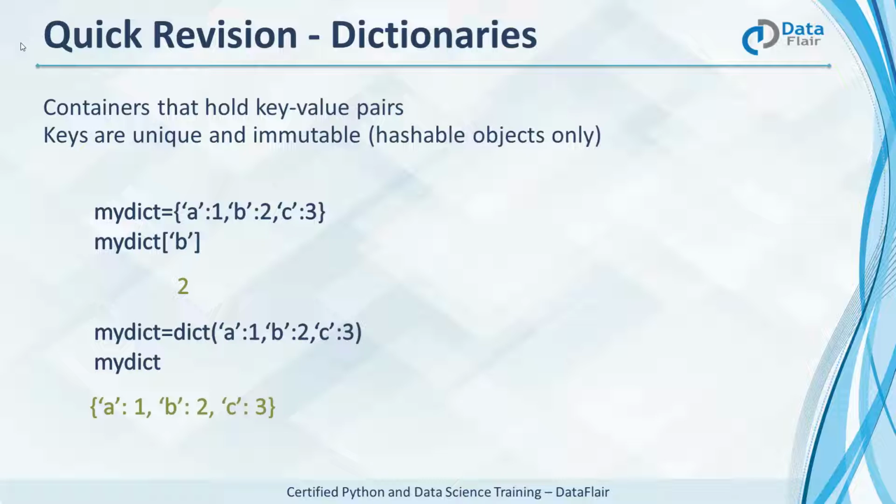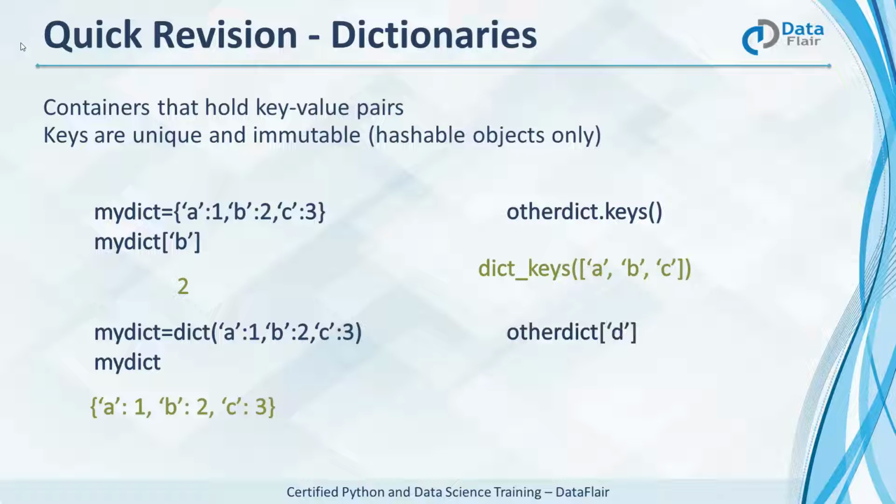Here we use the dict function to create this dictionary. The keys method returns the list of keys in the dictionary. Also, if we try to access the value for a key that does not exist, it raises a KeyError.